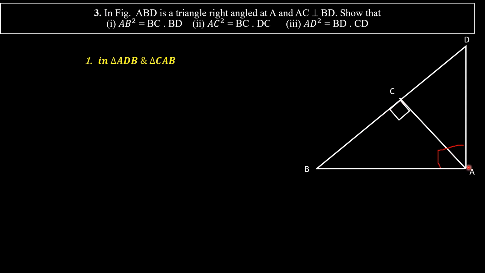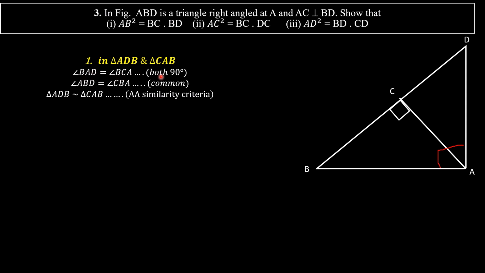Now clearly, in this one angle is common, one is of 90 degree, so they will be similar by angle similarity criterion. Okay, BAD and BCA both are 90 degree. ABD, CBA, common angle. So these two triangles are similar by angle similarity. So their corresponding sides will be in same ratio, proportional. AB upon CB is equal to DB upon AB, or AB square is equal to CB into DB. Okay, so this first one is proved.